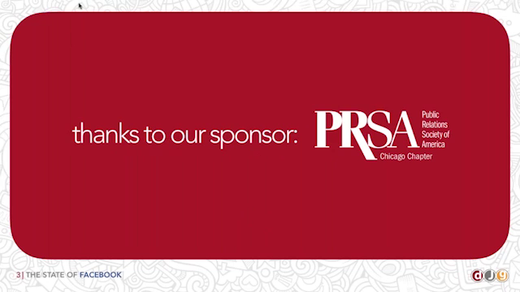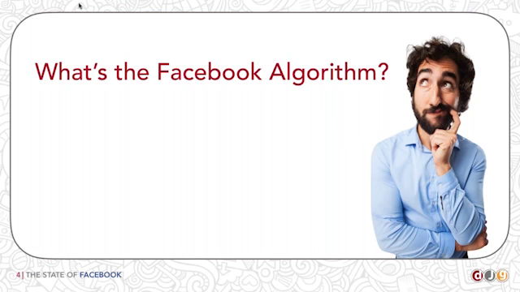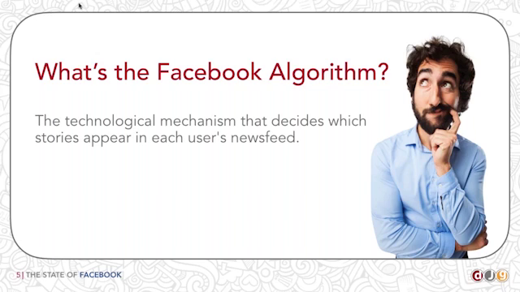So first, the whole point of this webcast was to really talk about what a Facebook algorithm is. I think people don't even really know what the algorithm means, which makes it really hard and frustrating to figure out what you need to do to change the way you're using your social media strategy to fit the new algorithm changes. So let's define what a Facebook algorithm is first and foremost. It's simply the technological mechanism that decides which stories appear in each user's newsfeed.